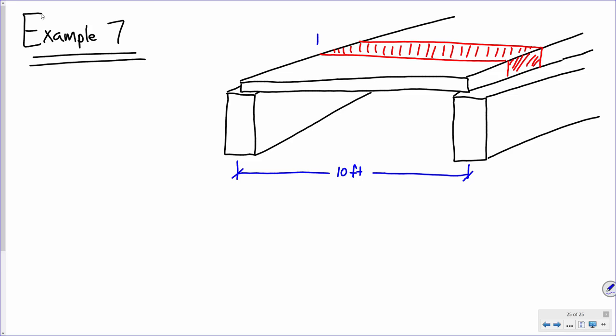Now, help me out. How wide is that strip going to be? 12 inches. And how tall is it going to be? Well, we need to determine that. Okay. Does that make sense?